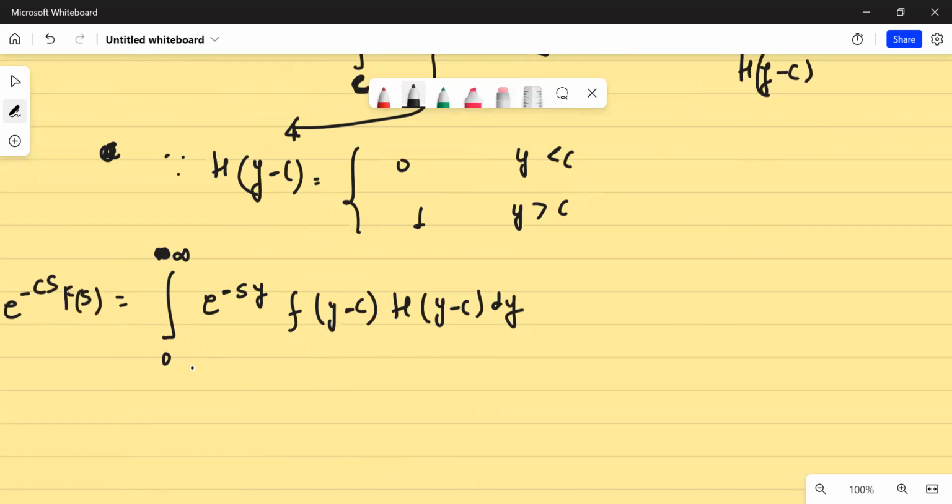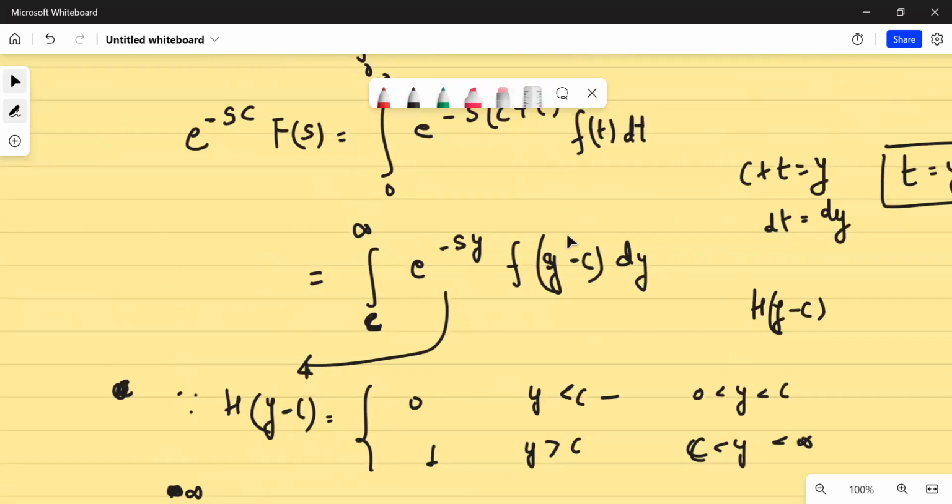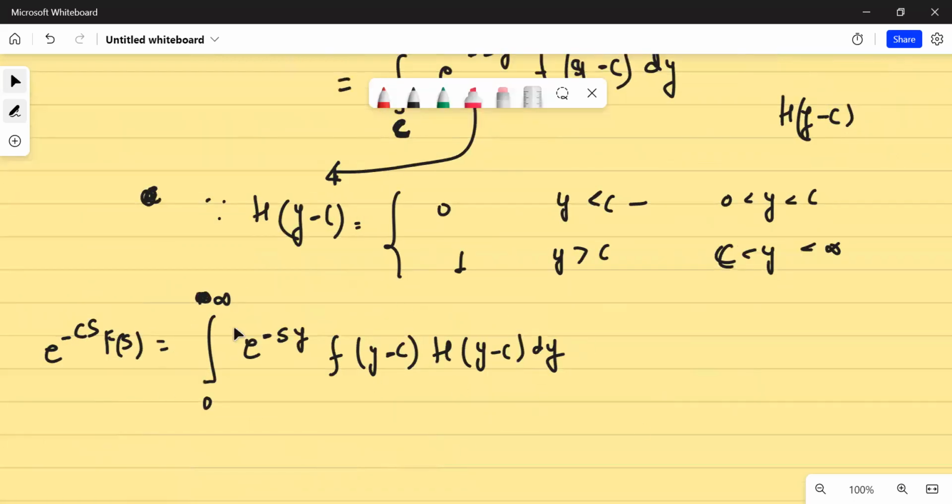Is that clear? Look, from 0 to c, this will be 0, and from c to infinity, this would be equal to 1. So from c to infinity, e to power minus sy f(y minus c) is what remains. Eventually this particular thing and this particular thing are one and the same. Is that clear?